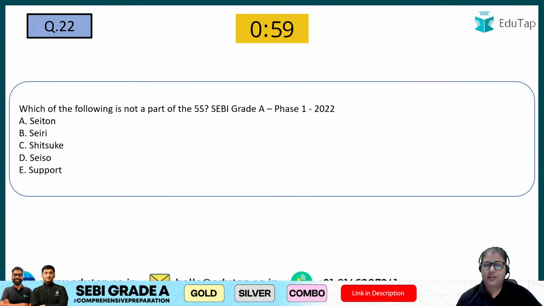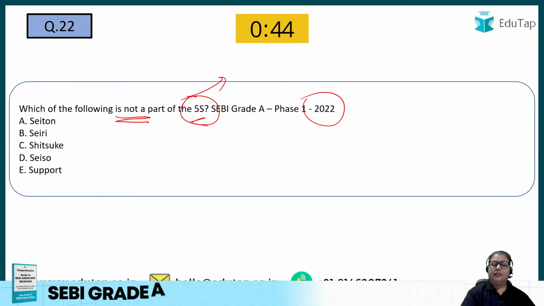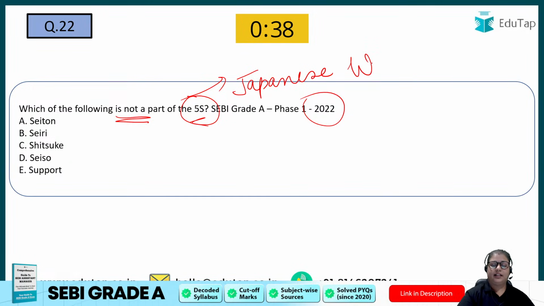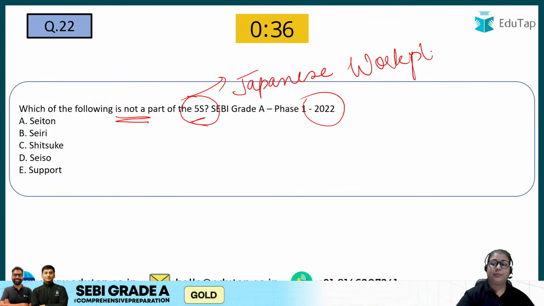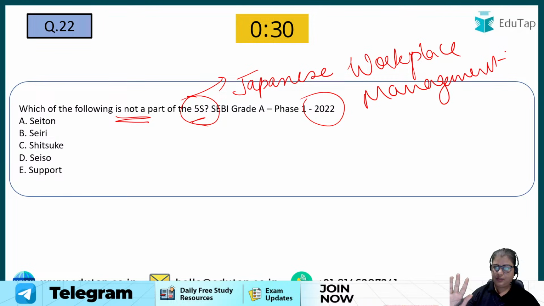Now, coming to question 22, this is also a very important question. It has been asked earlier also, and I suppose that this can be asked now also. Which of the following is not a part of 5S? Now, what is 5S? 5S is a Japanese workplace system. Okay, this is a concept that the Japanese gave for workplace management, how to manage your workplace. So there are 5 terms.